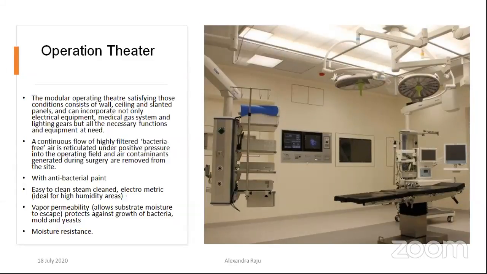So construction speed-wise, the modular OT can be constructed faster than the ordinary conventional OT. Modular OTs are more flexible, and more equipment can be incorporated. It uses a pendant mainly. We can see that in this figure. It uses pendants where we can incorporate all the electrical, medical gas systems and the lightings, all in a single pendant.